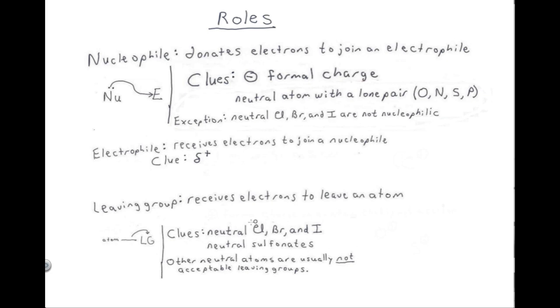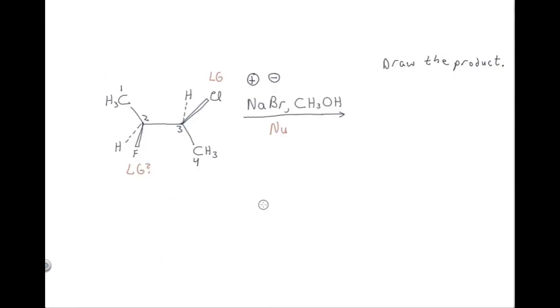If a neutral atom is not on this list, we will usually assume that it's not an acceptable leaving group. So that answers our question. We should assume that neutral fluorine is not an acceptable leaving group because we haven't specifically learned that it is a good leaving group. That answers our question.